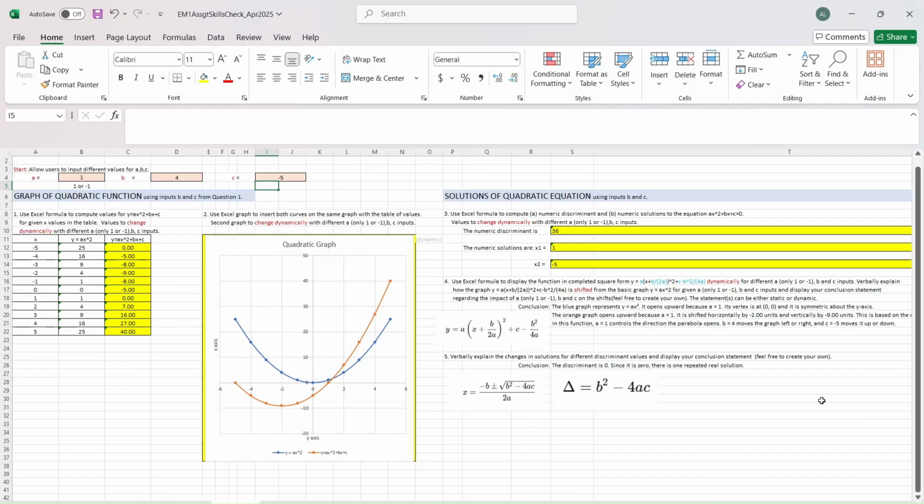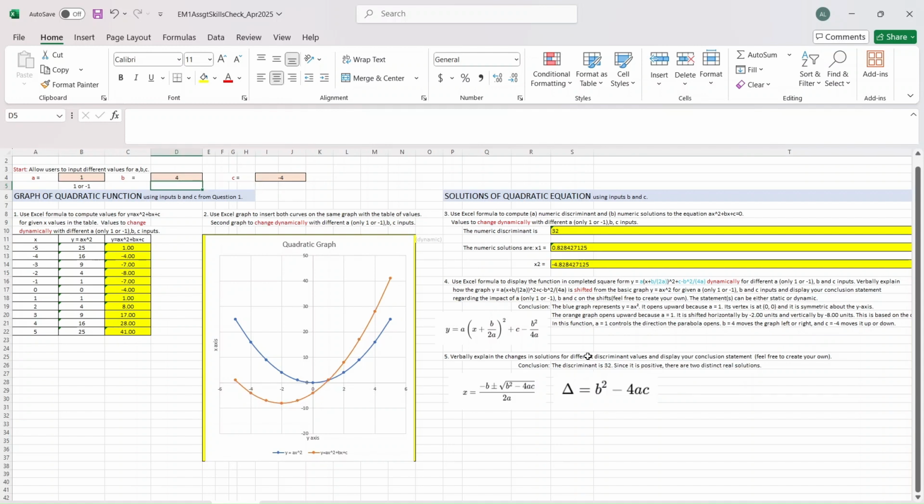Now here's where it gets interesting. To find out how many real solutions a quadratic has, we use something called the discriminant. D equals b squared minus 4ac, or delta equals b squared minus 4ac. Based on the value of D, we can tell exactly how the parabola behaves.